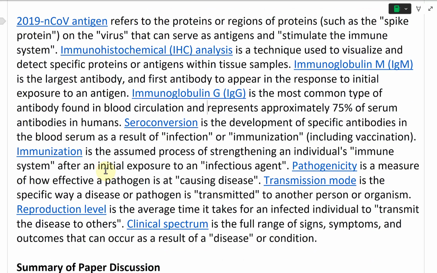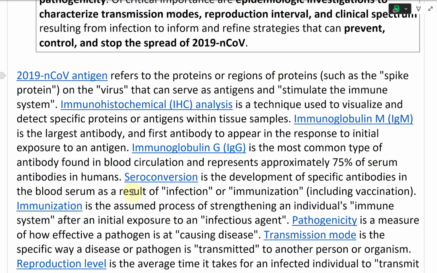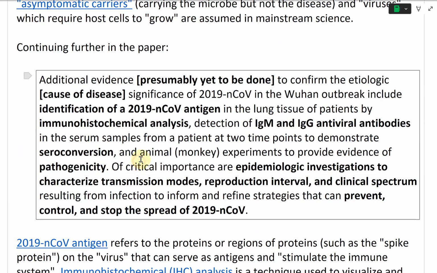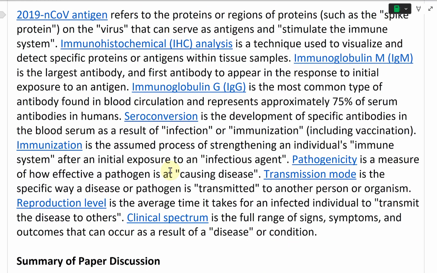Again, that's the mainstream theory. So immunization is the assumed process of strengthening an individual's "immune system" after initial exposure to an "infectious agent." And pathogenicity is a measure of how effective a pathogen is at causing disease. So basically they're saying they need monkey animal experiments and basically try to infect them with these supposed viruses, as well as other procedures that likely involve torture. Yeah, because when you read up on how they actually test on animals, it is pretty brutal.